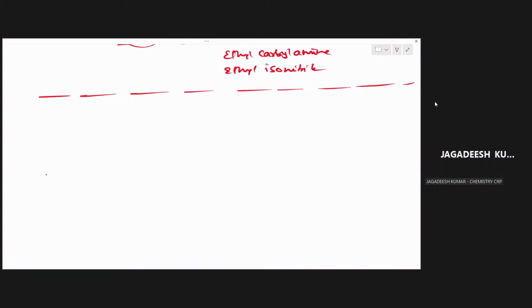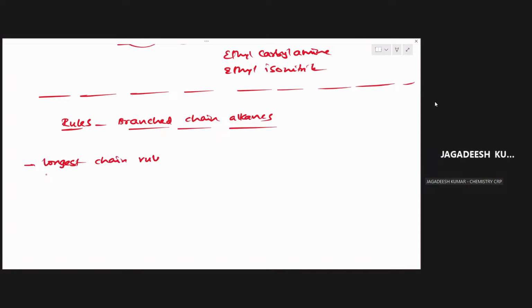Now here we are going to discuss a few rules while you are writing the nomenclature for branched chain alkanes. Already a few rules we discussed, but again we are going to discuss now. The first one is the longest chain rule. Already I told you we have to select the longest chain. For example, I'm not keeping hydrogens here. Already we discussed this point before.